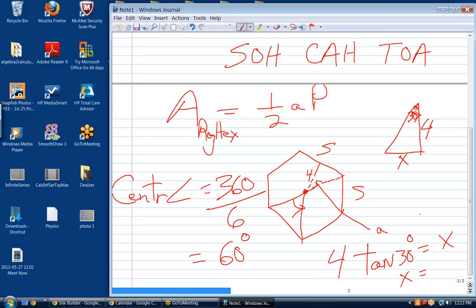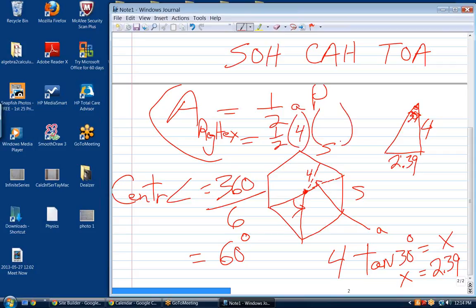2.309. Okay. So 2.309 is equal to x. So I can replace this x with a 2.309. Now, what's the area of this regular hexagon? Okay, so 1/2 of A is 2, so you do 2 times 2.309 times 6.